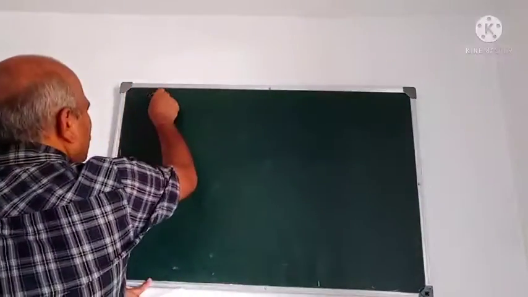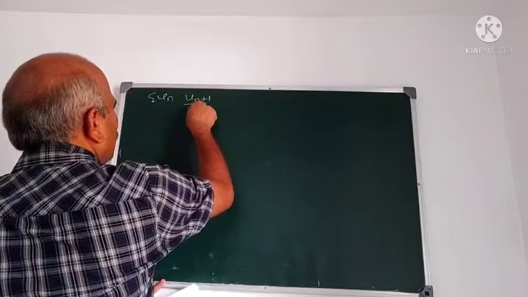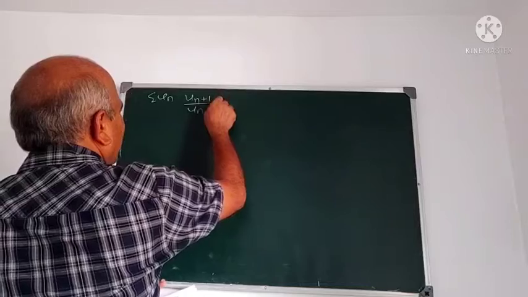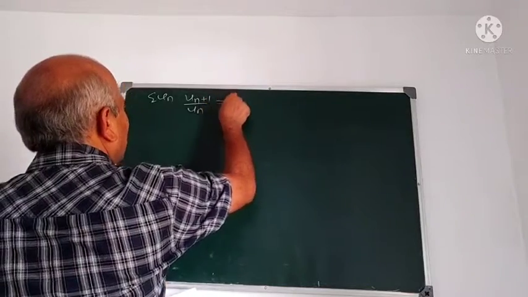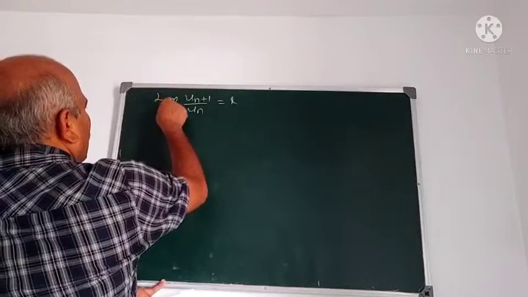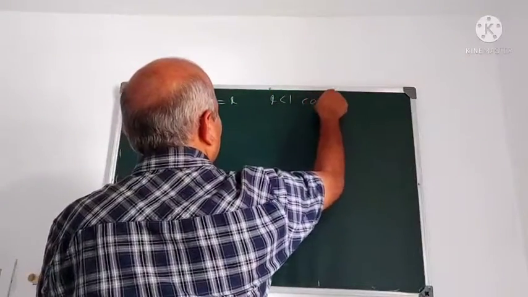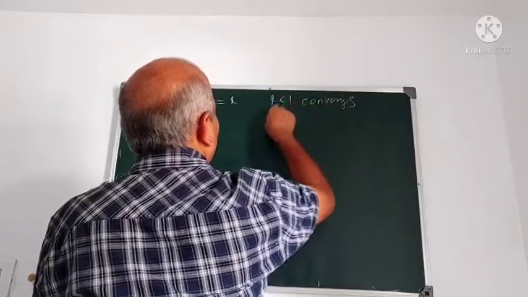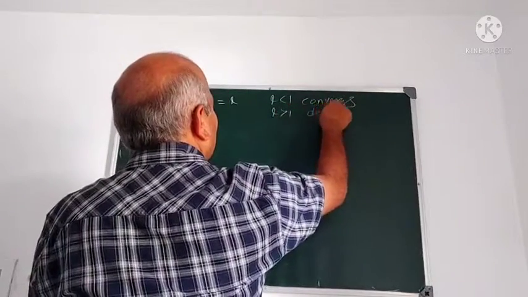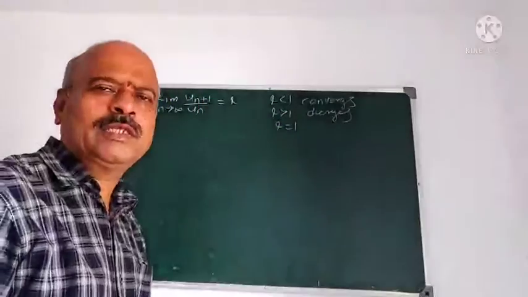Here sigma un is a positive term series, and if un plus 1 upon un tends to, suppose it is L, as n tends to infinity, then if L is less than 1, sigma un converges; L greater than 1, it diverges; and equal to 1, the test fails. That is D'Alembert's ratio test.